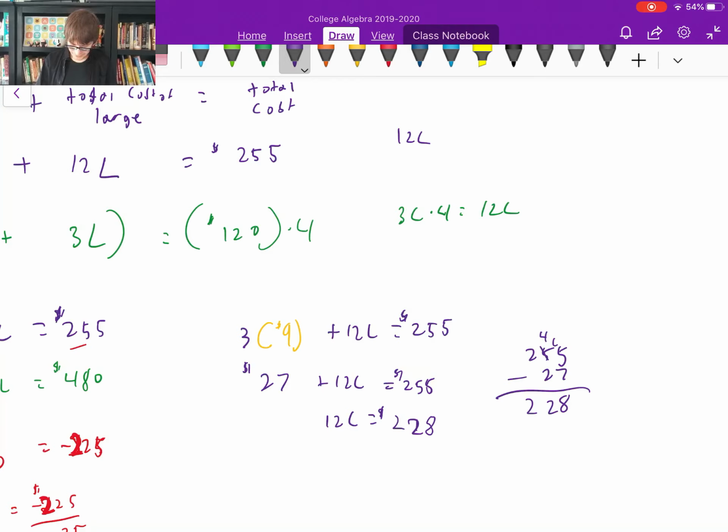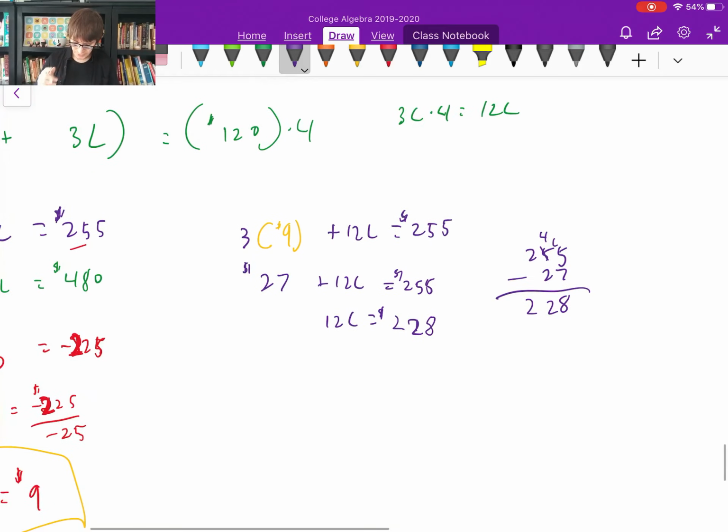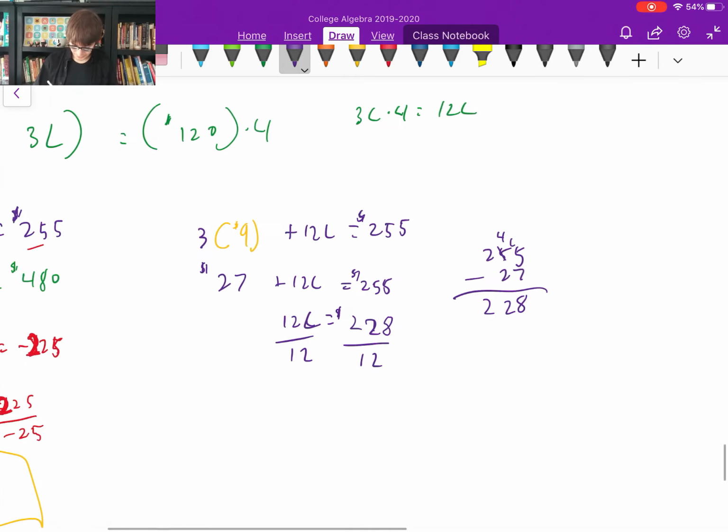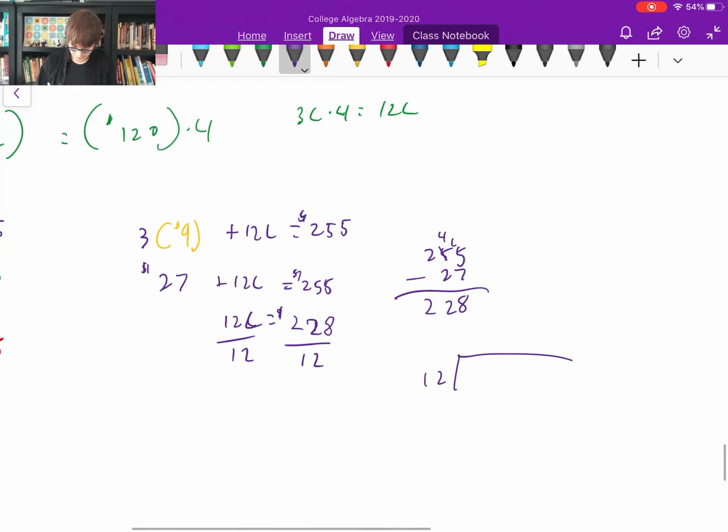And 228 plus 30. No, wait, 230. Yeah, it's because you're adding $27. I was at $12. Okay, 228. So we have a total of 27. Yeah, 27. Yep. So 12L equals $228. Now we just divide both sides by 12. Divide both sides by 12, and we get 12 divided into 228. And I'm not even gonna just try. I'm just gonna make sure to do this right before I embarrass myself again.